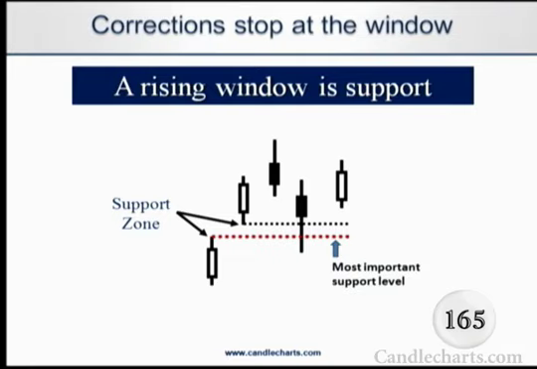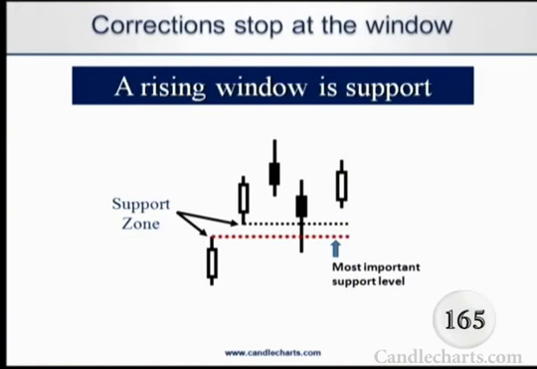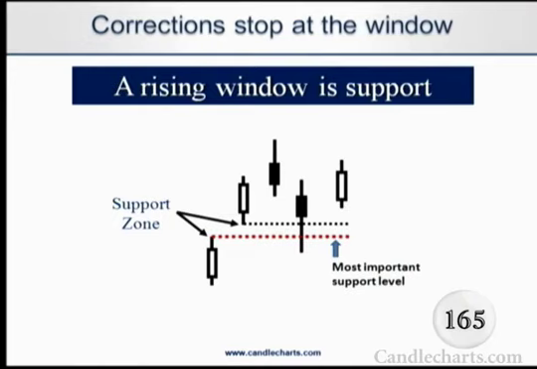Now, I made one of the lines a dotted red line, and the reason I did that is because that's the bottom of the window. That becomes the most important support area based on a close. As shown here, the market broke under the rising window, but it didn't close under it. So the rising window, the whole zone becomes support. The major support is the bottom of the window based on a close.